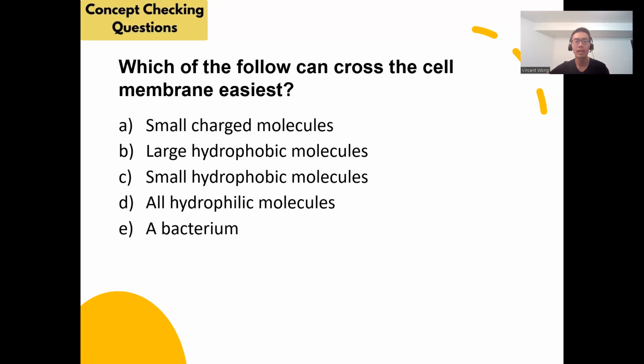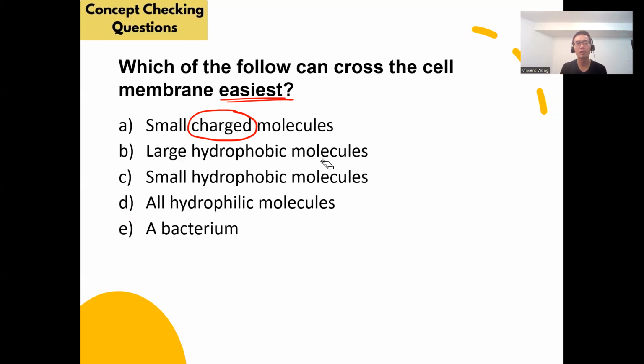Which of the following can cross the cell membrane the easiest? Okay, so let's see. Small charged molecules. Anything that is charged is going to have a hard time crossing. I mean, they can still cross, with facilitated diffusion, for example. But the question is asking for the easiest, without help, able to do it on its own.